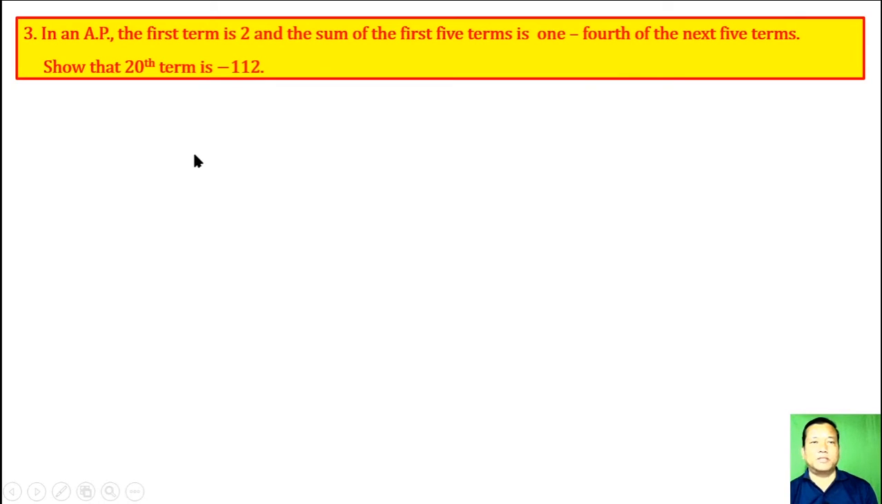The first term of the AP is 2. The sum of the first 5 terms is one fourth of the sum of the next 5 terms. So the 20th term is minus 112.